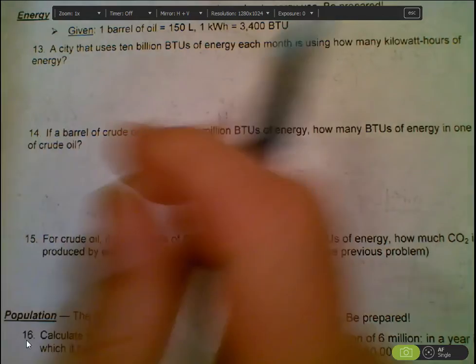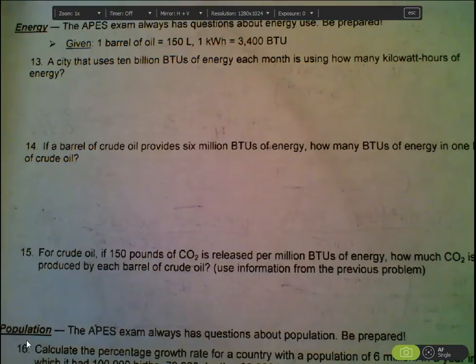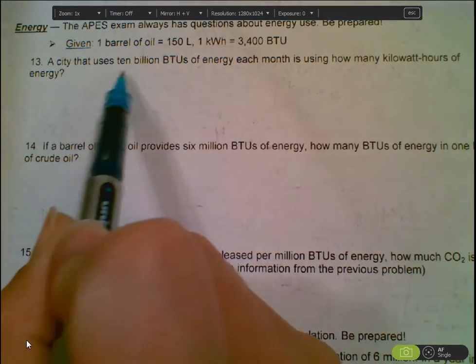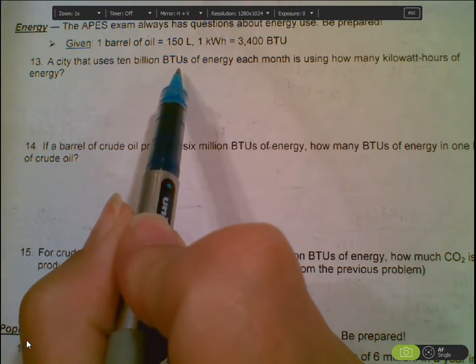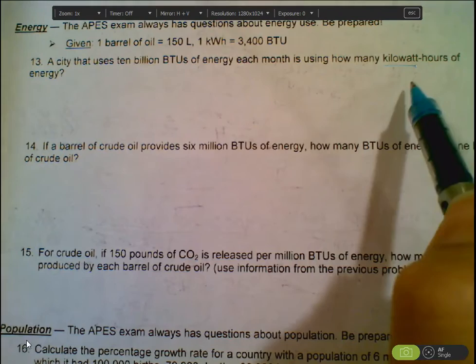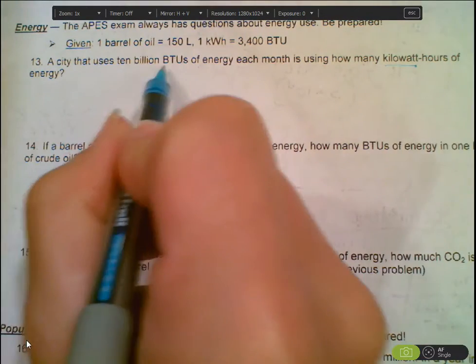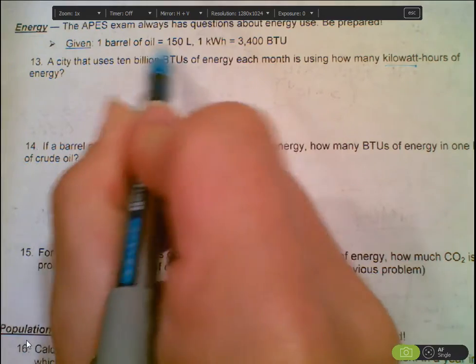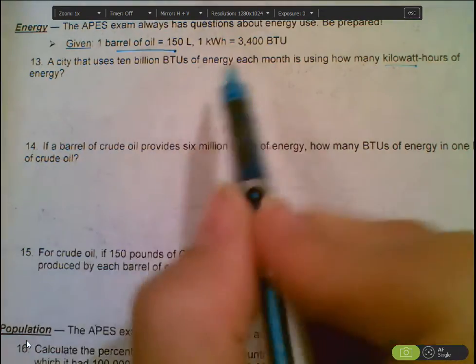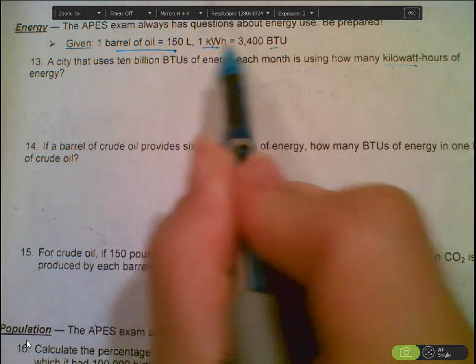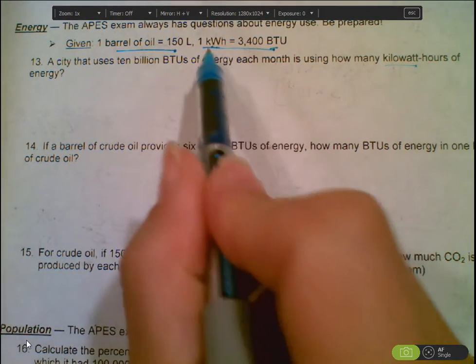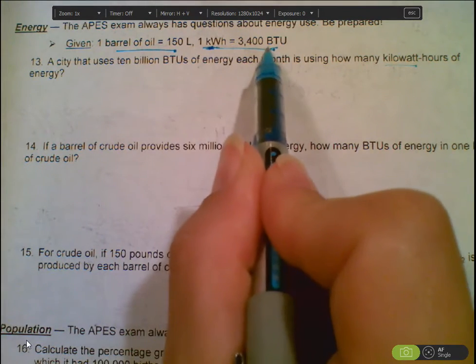So for number 13, this is an energy question. And you'll always be guaranteed to have at least one energy question. So it says a city that uses 10 billion BTUs of energy each month is using how many kilowatt hours of energy? So we want kilowatt hours on the top. So we know that BTUs, we have to use the cards up here. This one is not for this problem. Kilowatt hours, BTUs, that one is. I want kilowatt hours on top, and I want BTUs on the bottom.